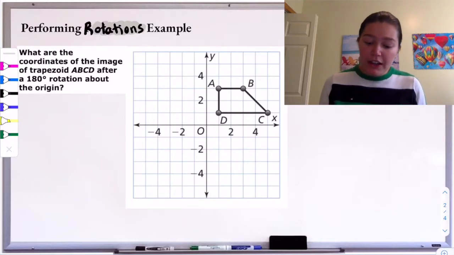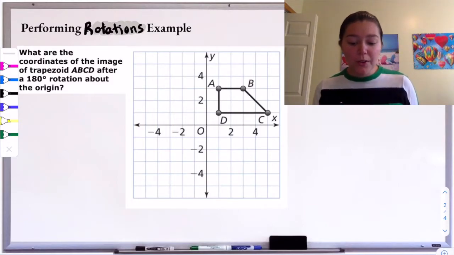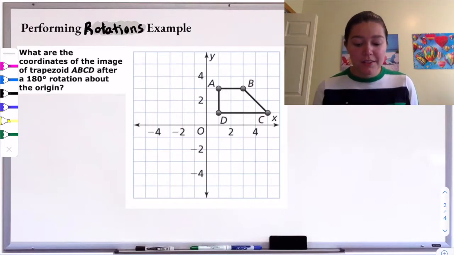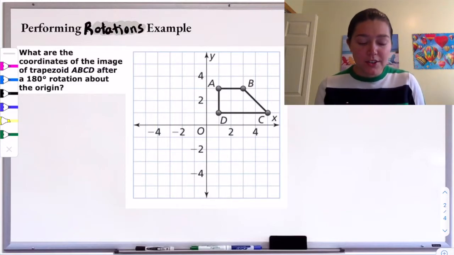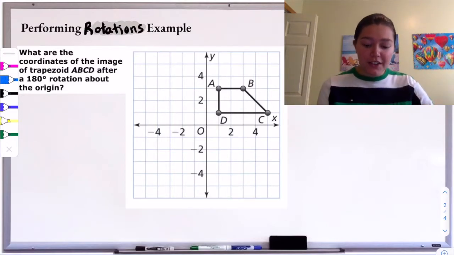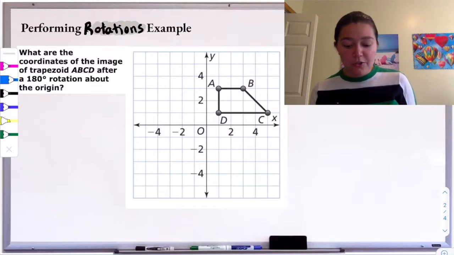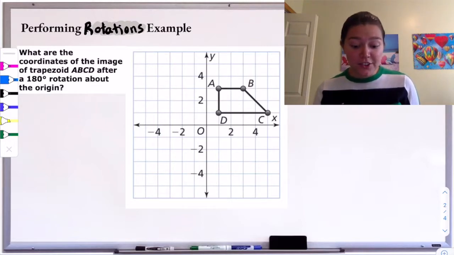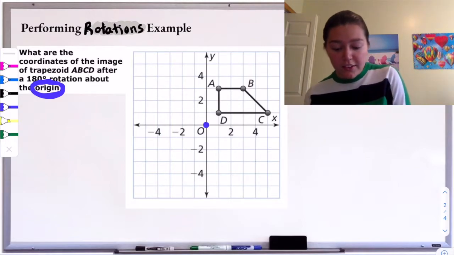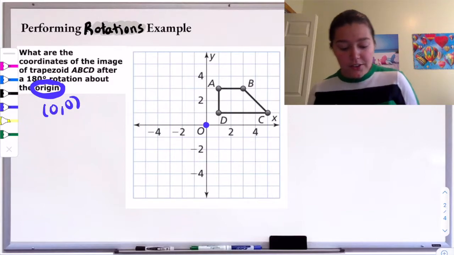Okay, so in this case, we are asked, what are the coordinates of the image of trapezoid ABCD after a 180-degree rotation about the origin? So what we're going to do for all of these, we have our ABCD is drawn. First, we're going to locate our center of rotation. Our center of rotation is the origin. That's the point (0, 0).